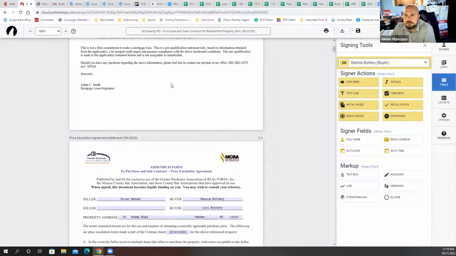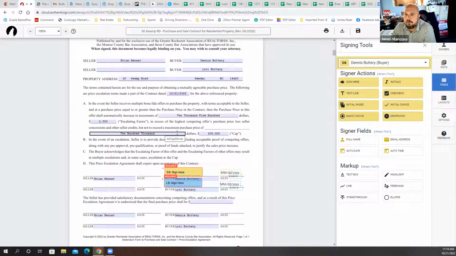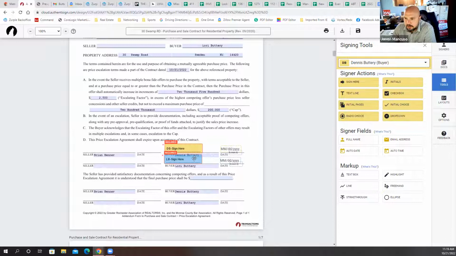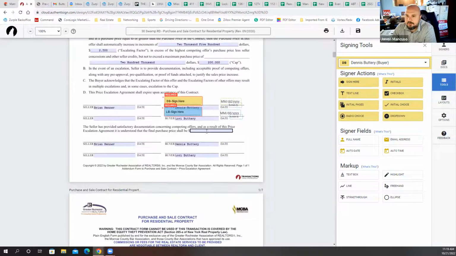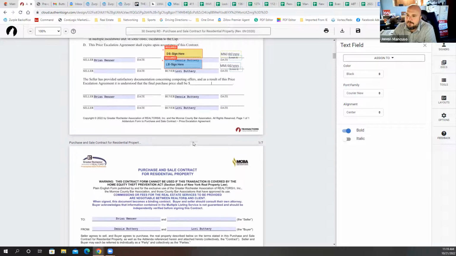So you see the pre-qual letter, and you make sure all this is correct, right? Okay, yep, they want to do escalation up to $200,000, beat the next highest offer by $2,500. We got signatures here. Again, they added them. And then if it's accepted, the agent's going to fill in this spot, have the seller sign, and the buyer would sign here.